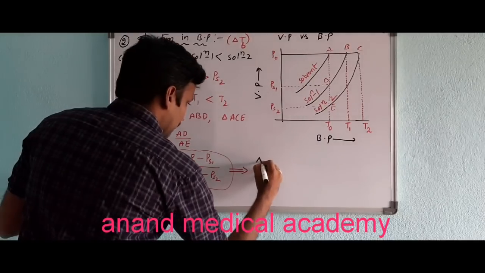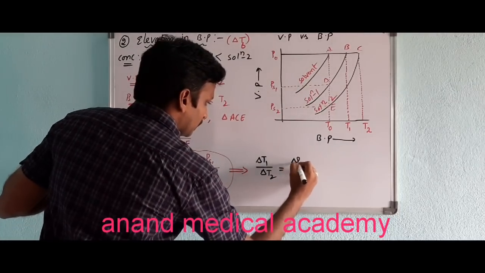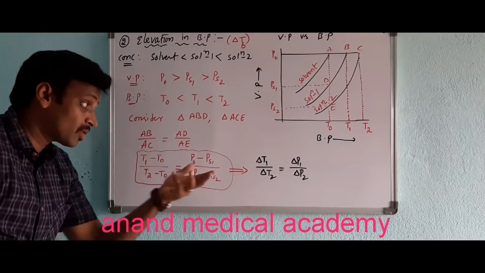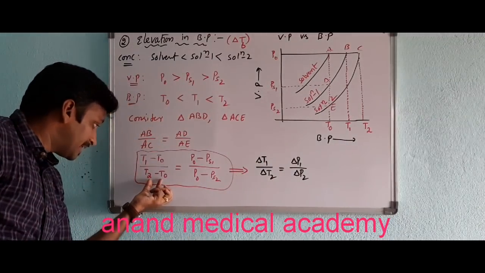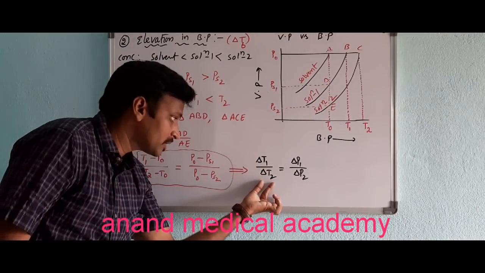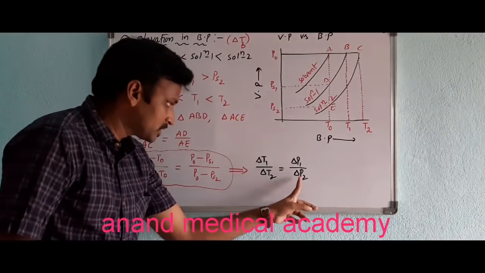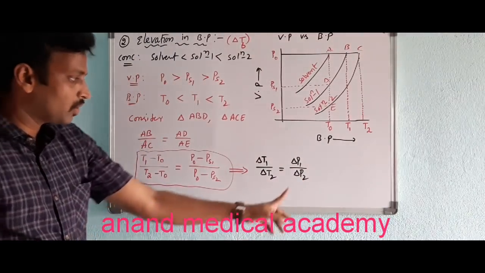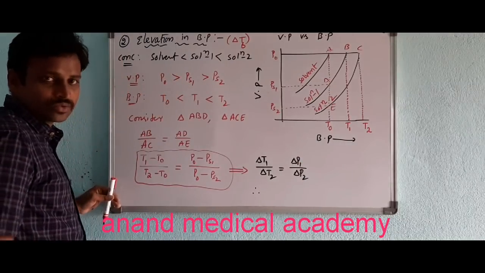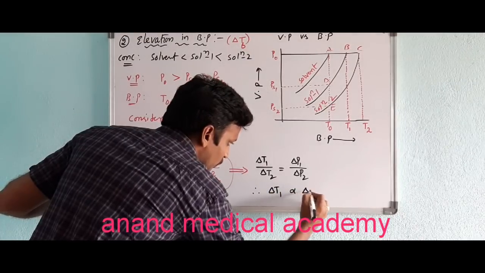How? This is delta T1 by delta T2 is equal to delta P1 by delta P2. See how I wrote it? This is the change in temperature, called the elevation in boiling point, delta T1, between solvent and solution. Delta P1 is the lowering in vapor pressure, and this is delta P2, also the lowering of vapor pressure. From this, what can you say? Both are directly proportional. So delta T1 is directly proportional to delta P1.